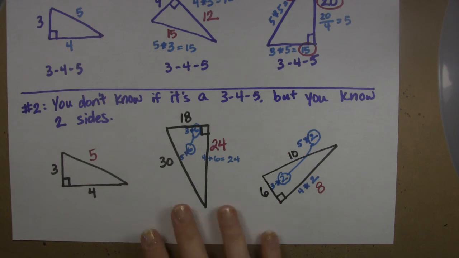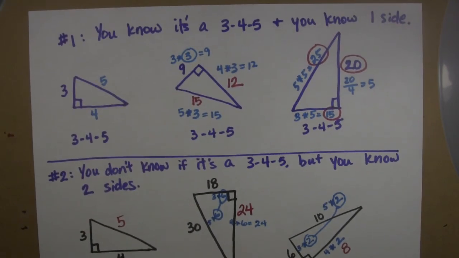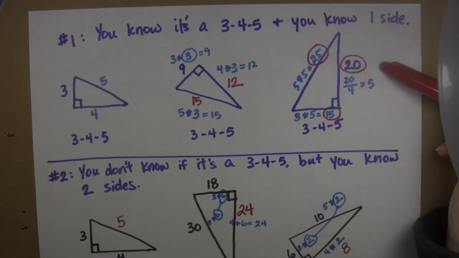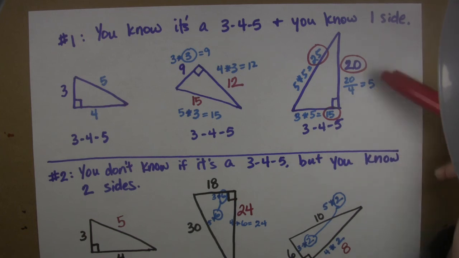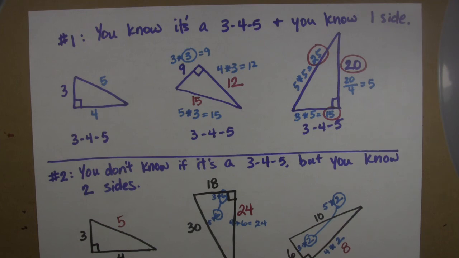So those are the two different types of questions that you will often see related to 3, 4, 5 triangles. One of them, you know it's a 3, 4, 5, and you only know one side. And the other one, you're not sure if it's a 3, 4, 5, but you know two sides, so you can figure it out. That is the first type of special triangle that you need to know about.